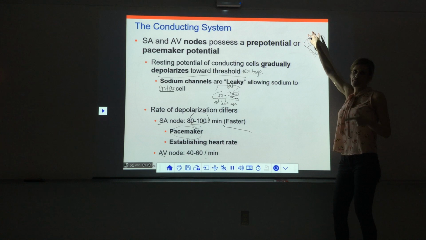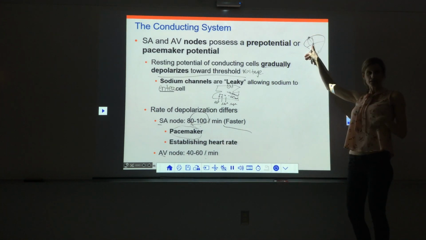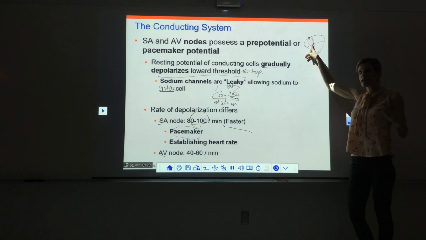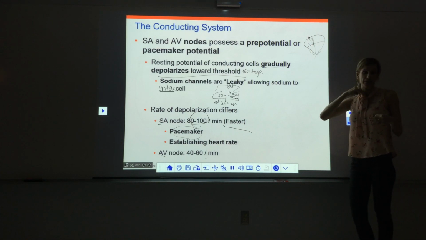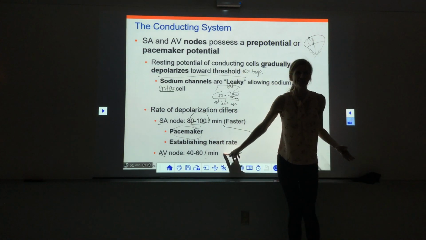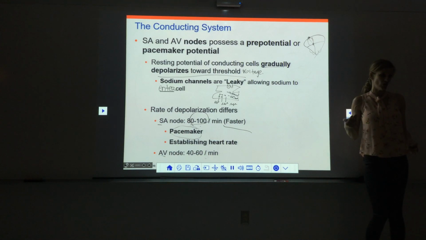Everything follows suit. Now, the AV node, again, can leak to depolarization. It can spontaneously depolarize on its own. It does it slower, because sodium does not enter as quick, so it depolarizes between 40 and 60 times a minute. In reality, it doesn't ever have the chance to do this because the SA node stimulates it before it ever leaks on its own.